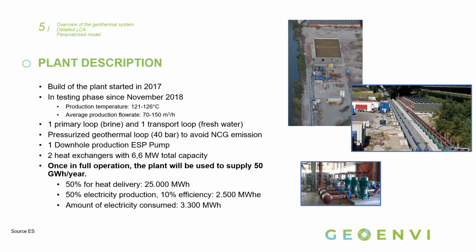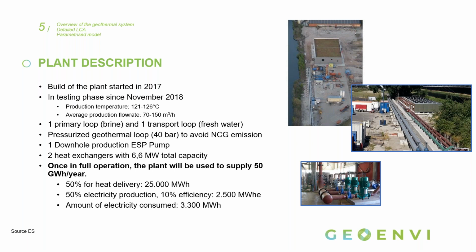The plant description is as follows. The building of the plant started in 2017, and we are still in a testing phase since November 2018. The production temperature at the moment that was registered was between 121 and 126 degrees Celsius, and the average production flow rate varied between 70 and 150 cubic meter per hour.